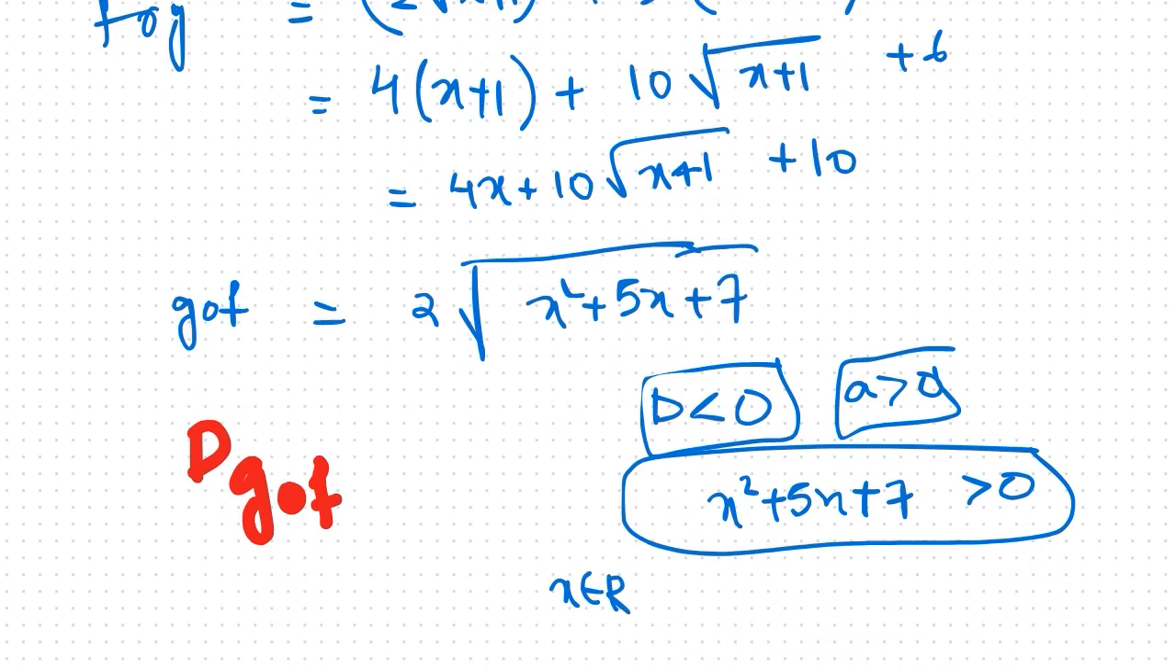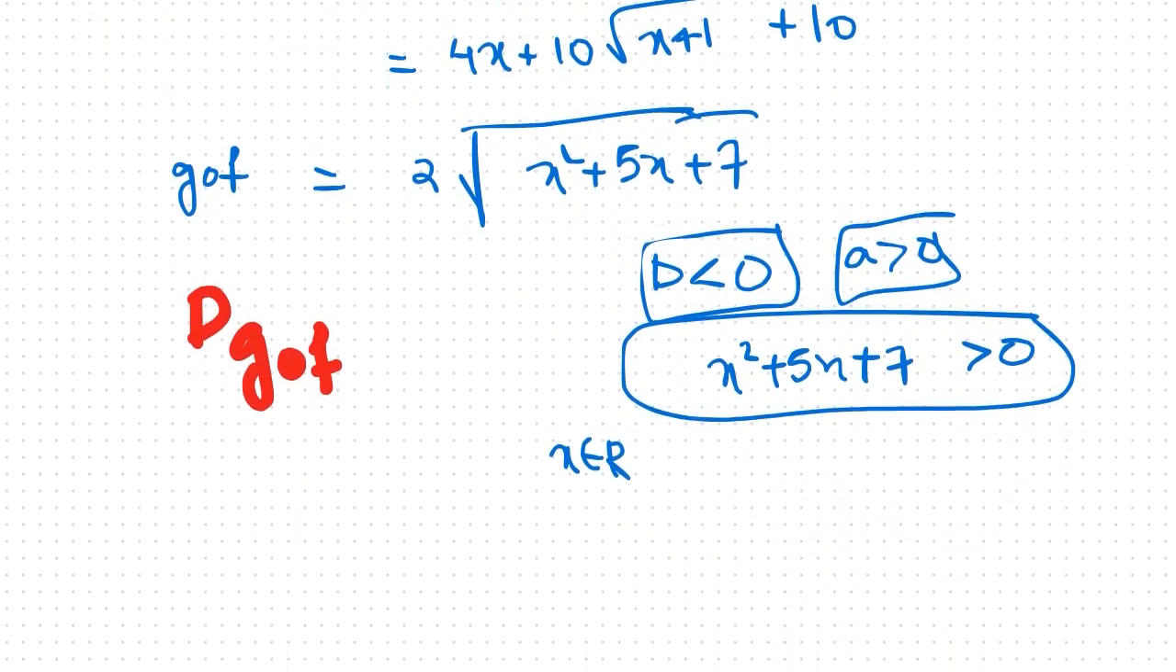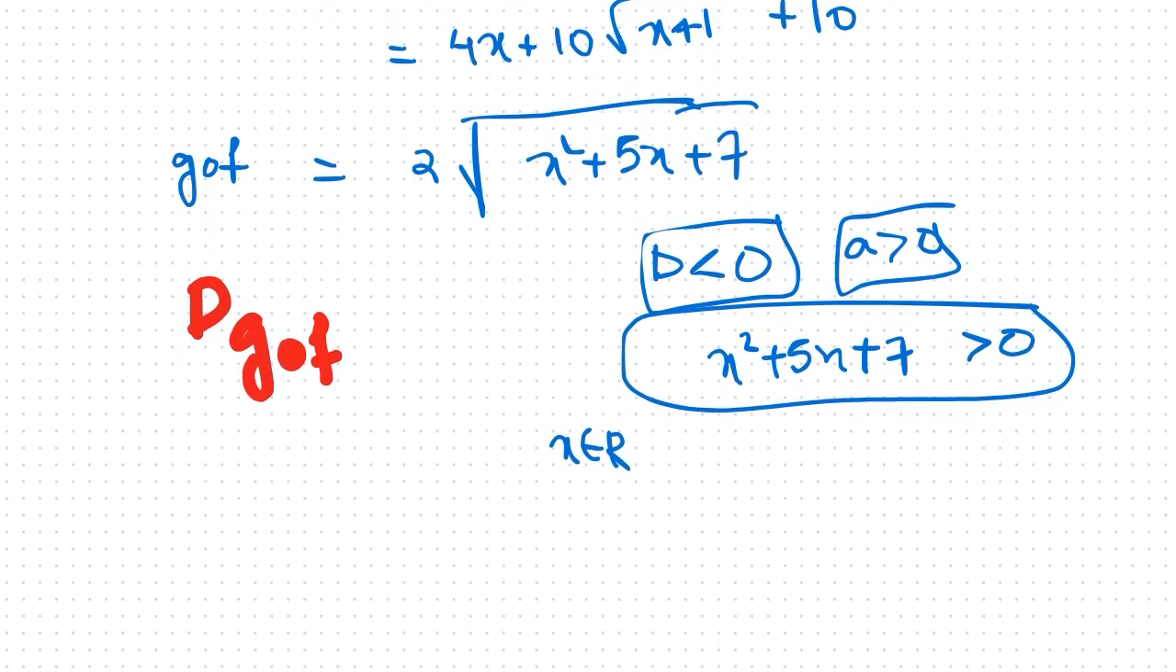What about the range now? Isn't it just y is greater than or equal to 0? Yeah, that's it.